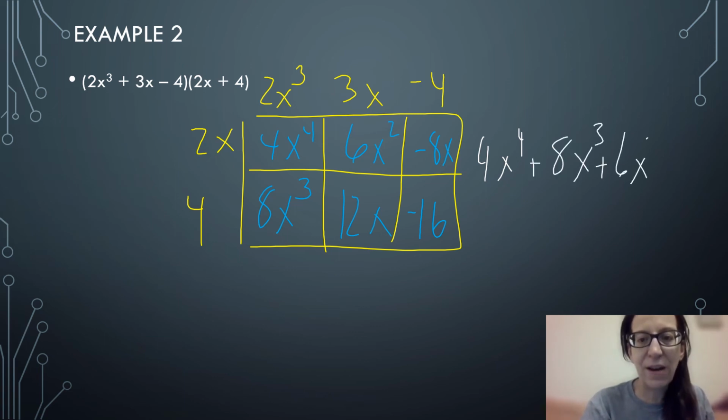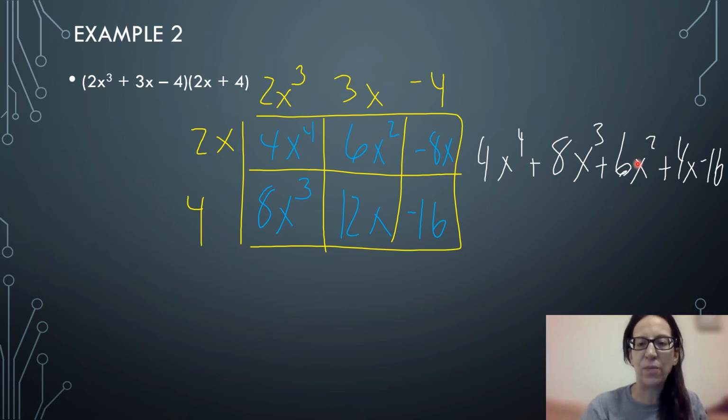Plus 6x squared. Now I can go ahead and combine the linear terms, or the x terms. 12x minus 8x would give me 4x. And then minus 16. So if you're having trouble seeing that, it says 4x to the fourth plus 8x to the third plus 6x squared plus 4x minus 16.